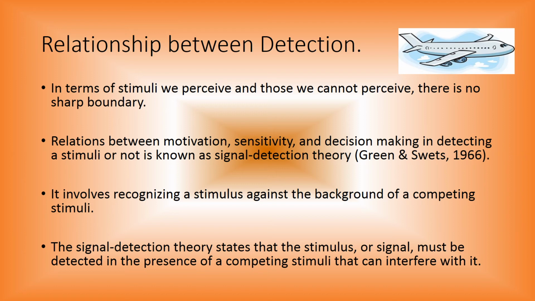It involves recognizing a stimulus against the background of a competing stimulus. So think if you have two different stimuli or two different events going on. Signal detection theory states that the stimulus or signal must be detected in the presence of a competing stimulus that can interfere with it.